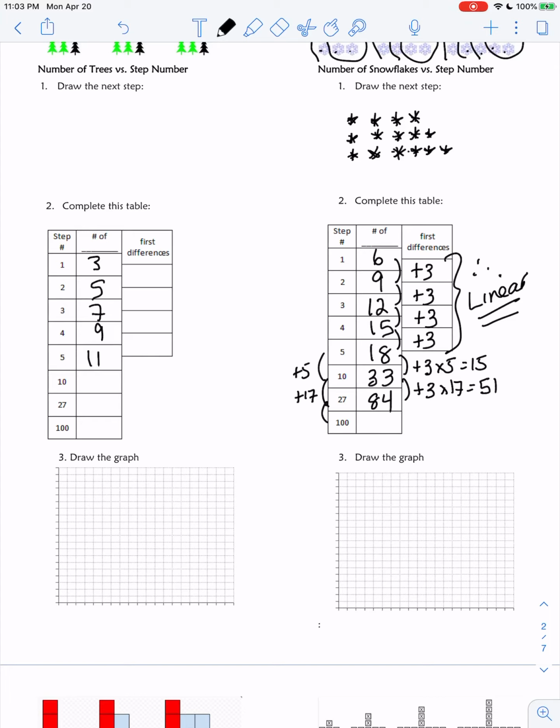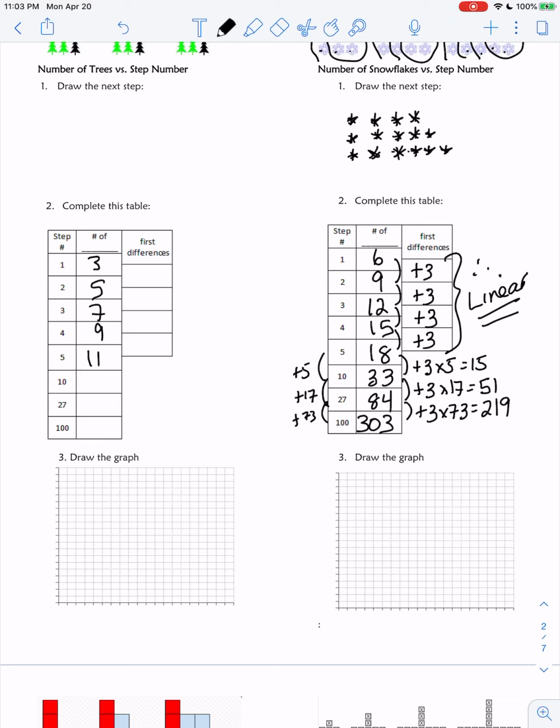And here, to get from 27 to 100, that's going up by, what did we say before? That was 73. So we're going to have to add 3 73 more times. That's 219. Now I'm not sure what's 219 plus 84. 303.